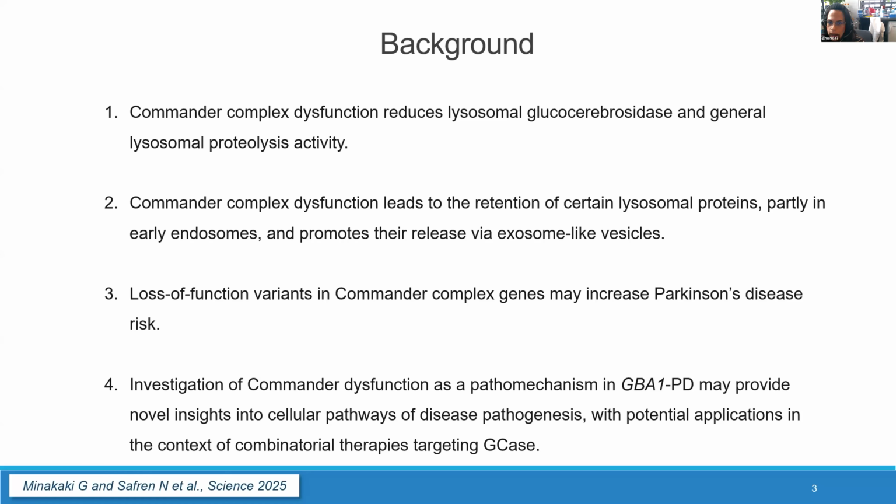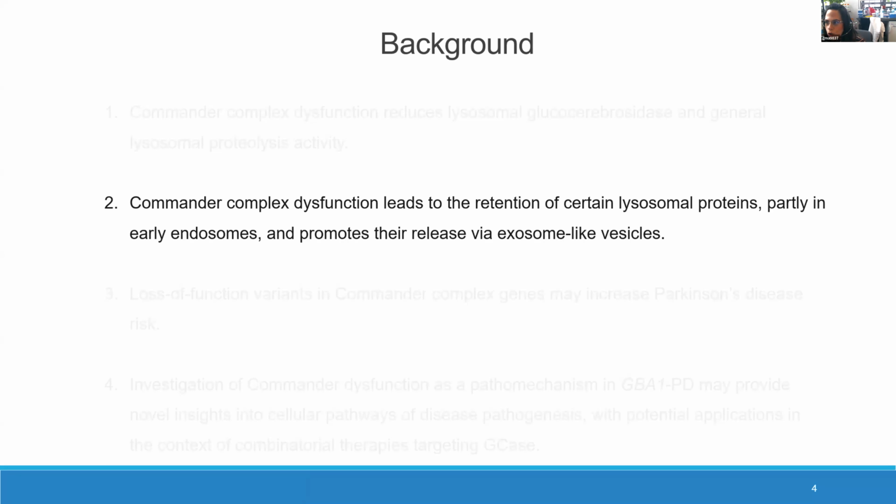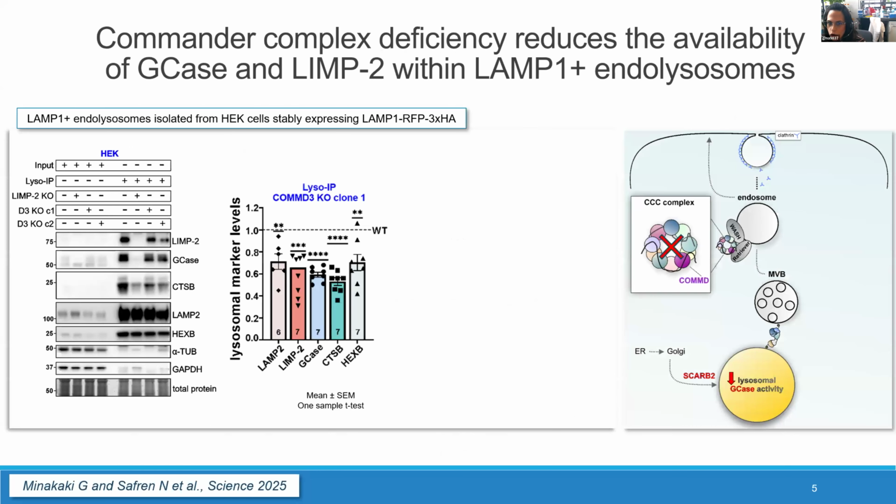Importantly, genetic analysis showed that loss of function variants in commander complex may increase PD risk. And therefore, in this project, we're mainly trying to understand what is the mechanism by which commander affects lysosomes and how this modulates the GCase-related phenotypes in neurons from GBA-PD individuals. So for today's experiments, I'm mostly, again, investigating how commander impacts lysosomes.